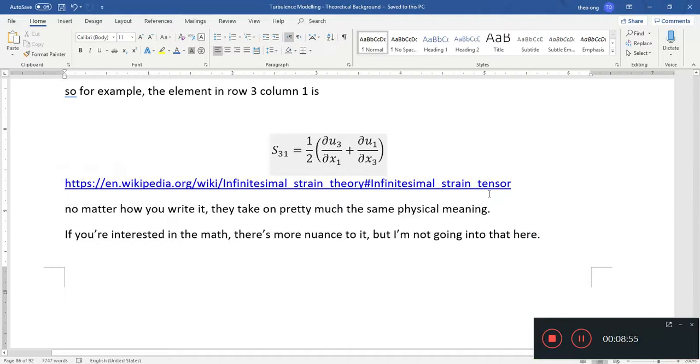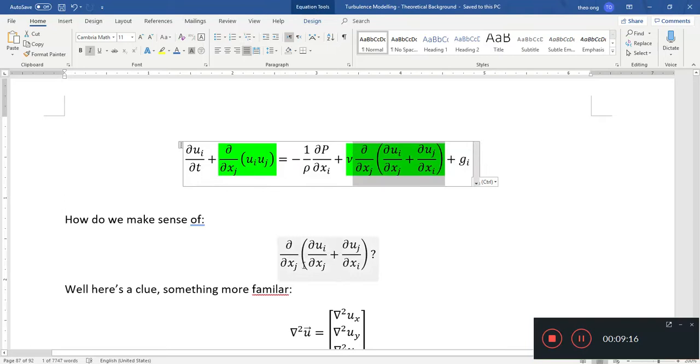There's more stuff to this tensor notation. You can go and visit the Wikipedia page, whatever. You can just search infinitesimal strain tensor on the Wikipedia page. You'll be able to see a little bit more detail, but I'm not going to go into that here. Okay, so the next thing we need to do is to make sense of this. All right, how do we make sense of this notation here?